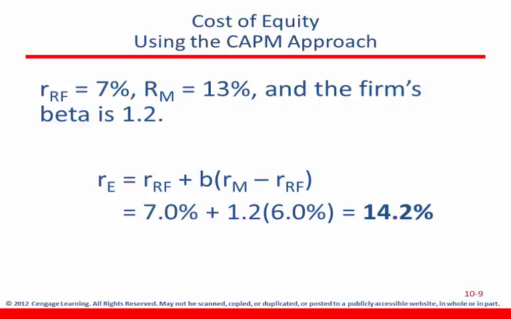Okay, and multiply that times your beta of 1.2, and you're going to get 14.2%. So that doesn't mean, though, that that is your only cost of equity. You can also figure this out using the dividend growth model.